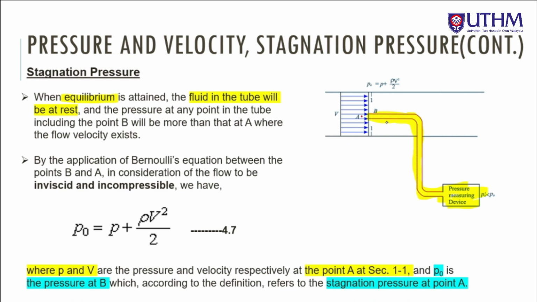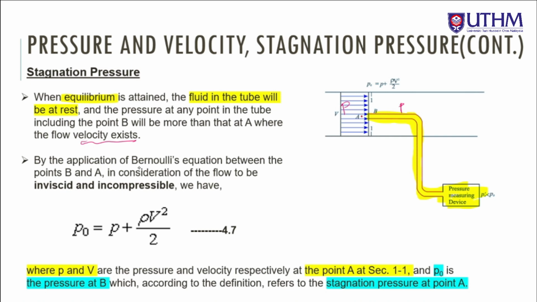So means that dalam B ni fluid dah tak bergerak, so pressure dia sangat tinggi dan pressure dekat sini is actually more than pressure dekat sini, yang mana flow tu tengah bergerak kan, ada velocity exist.